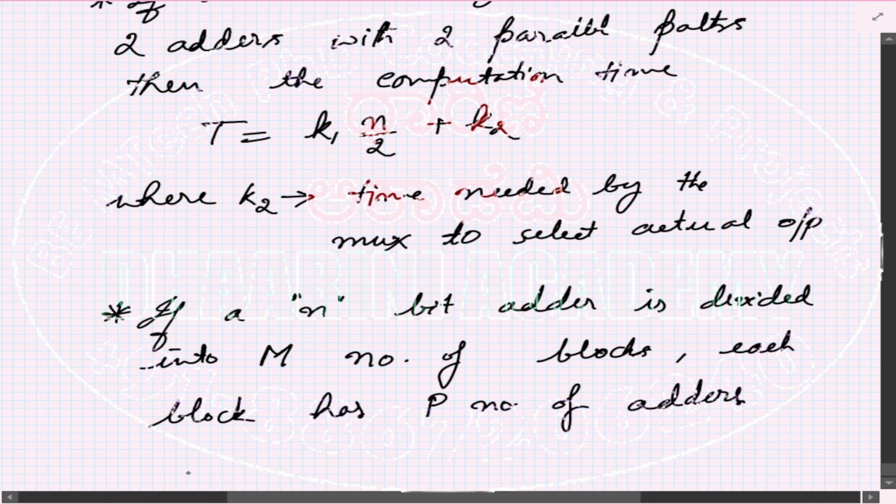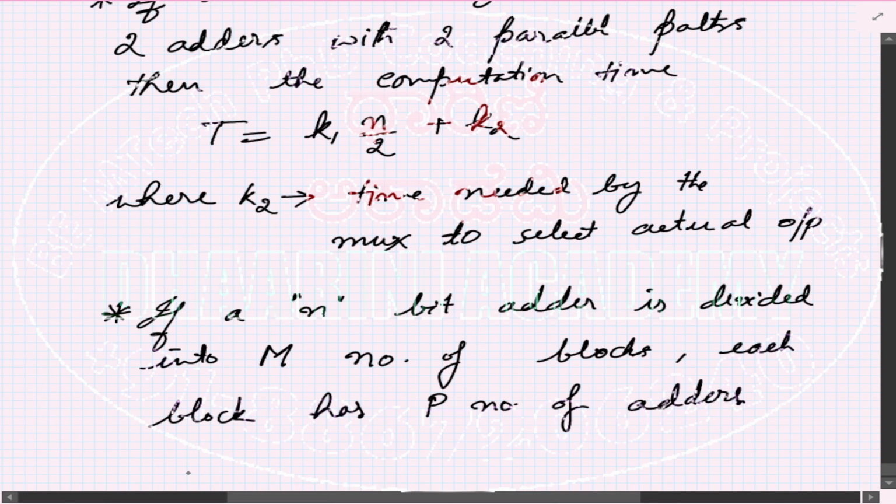Now, let's write the C0 and C1 using this. If you want to calculate C0, you can simply write it in the following notation: C0 = A0 B0 plus A0 XOR B0 times C minus 1, which is nothing but C in.